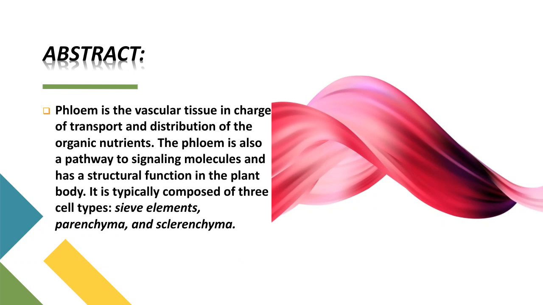Abstract: Phloem is the vascular tissue in charge of transport and distribution of the organic nutrients. The phloem is also a pathway for signaling molecules and has a structural function in the plant body. It is typically composed of three types: sieve elements, parenchyma, and sclerenchyma cells.